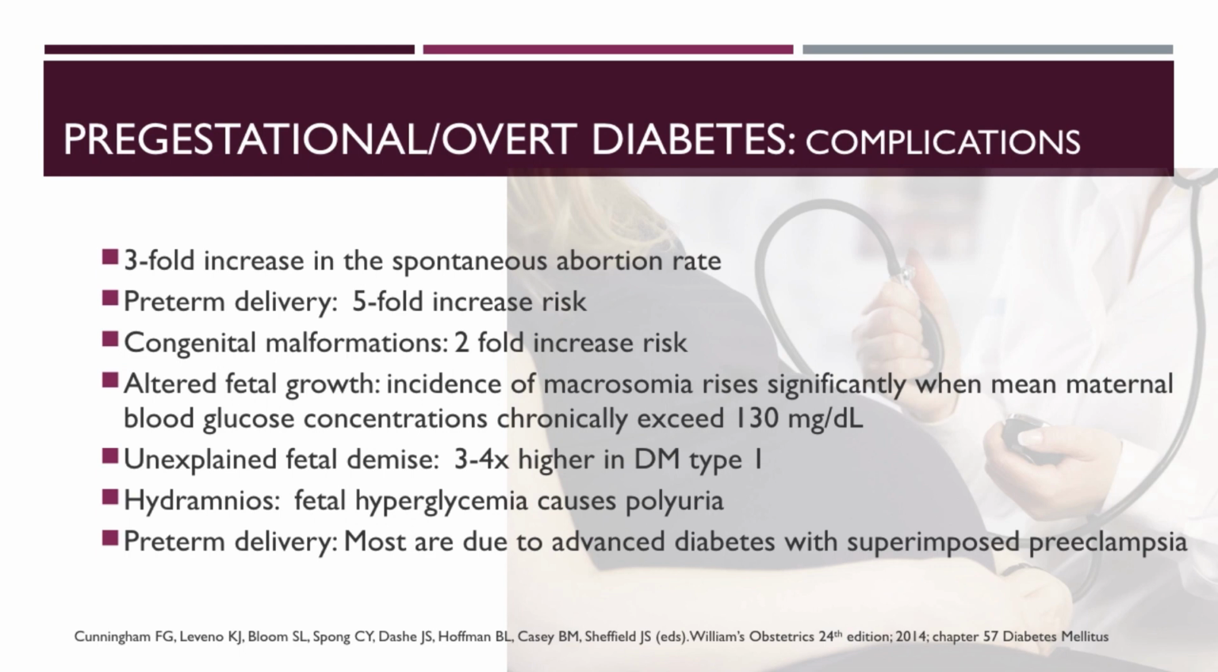There's also altered fetal growth, and the incidence of macrosomia rises significantly when mean maternal blood glucose concentrations are chronically exceeding 130 milligrams per deciliter. There will also be unexpected diminished fetal growth, which may result from congenital malformations or from substrate deprivation due to advanced maternal vascular disease.